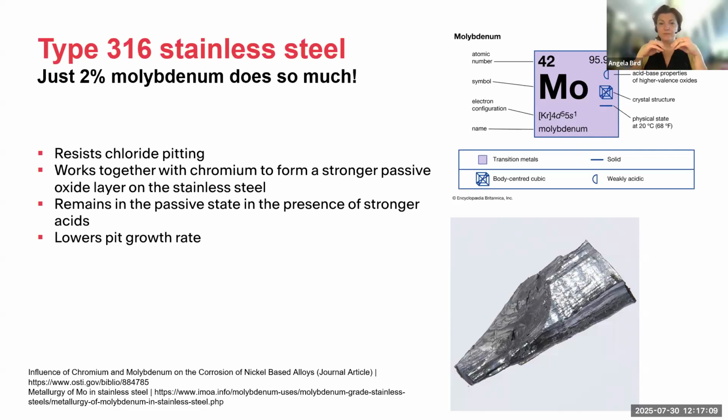So molybdenum helps resist chloride pitting. It works together with chromium to form a stronger passive oxide layer, that two nanometers of passive oxide layer on the stainless steel. And with molybdenum, that oxide layer can remain in the passive state in the presence of stronger acids. So it withstands a lot more. It increases the protectiveness of the film, and it lowers pit growth rate.